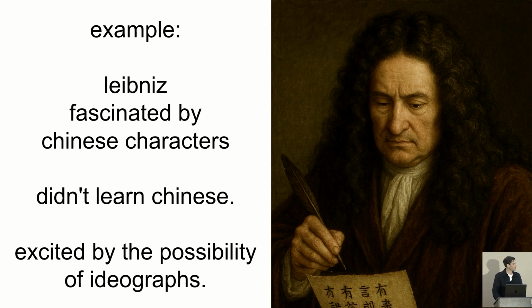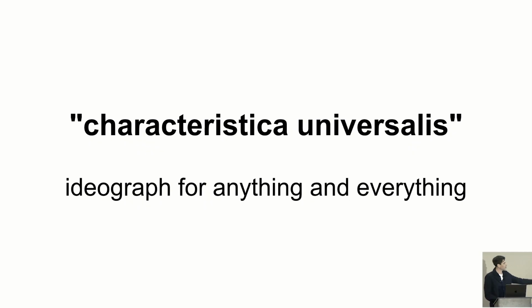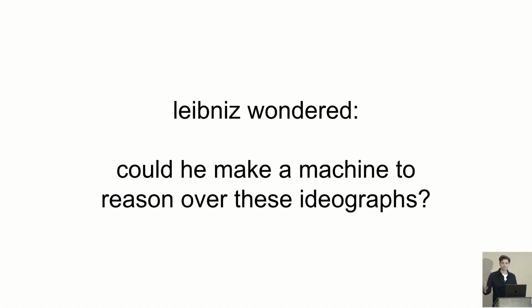And let me give you an example of something else that he saw the ideal in. At one point, Leibniz got fascinated with Chinese characters. And, well, he didn't actually end up learning Chinese because that's a big, messy language. But what he did get excited about was the possibility of ideographs. Wow, if only we could make an ideograph for absolutely every single thing. Well, then we could have this thing called the Characteristica Universalis, an ideograph for everything. And then he wondered, well, could I make a machine that would reason over all these ideographs?